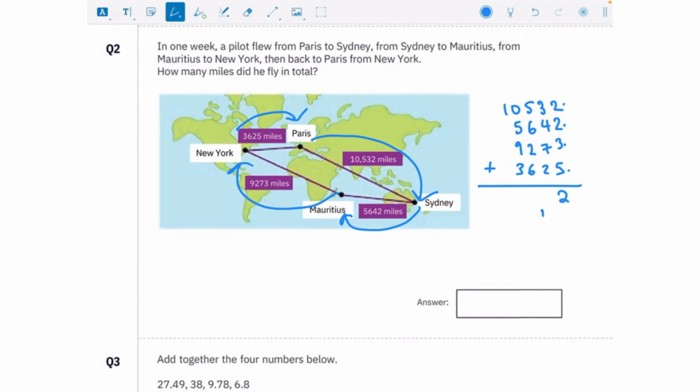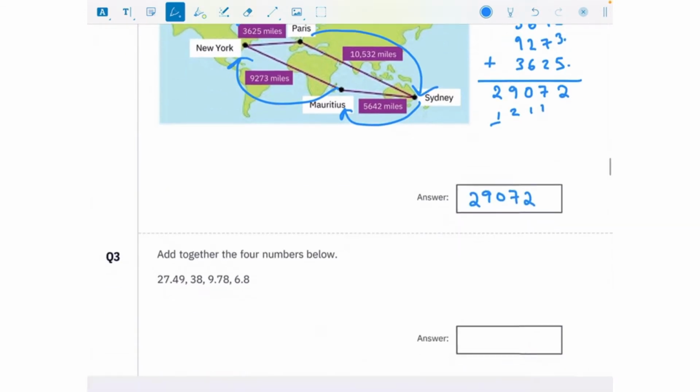3, add 4, add 7, add 2, add 1. So that's 14, 15, 16, 17. 7, carry the 1. 5, add 6, add 2, add 6 is 12, 14, 20. Carry the 2. And 0, add 5, add 9, add 3, add 2 is 19. 9. Carry the 1. And then we've just got 1 at the top and the 1 down there. So that's 2. So 29,072.